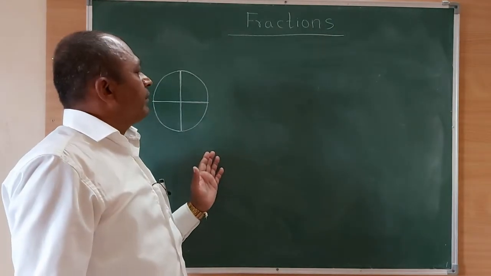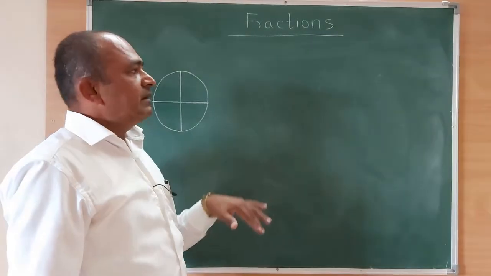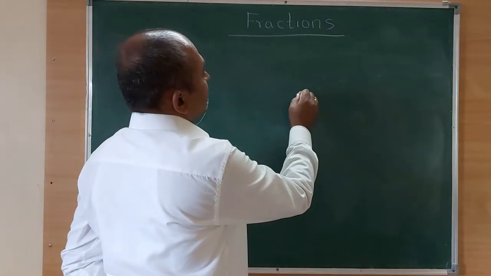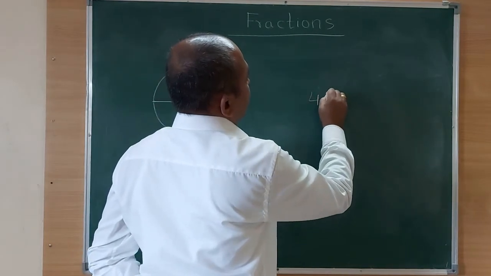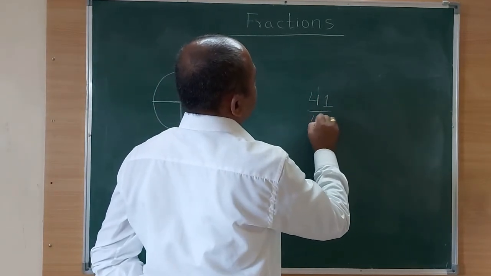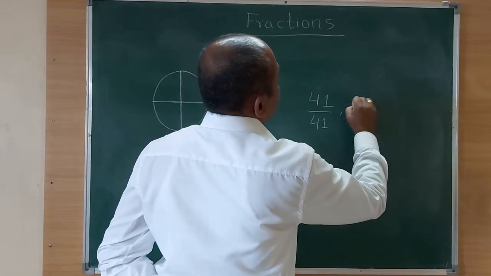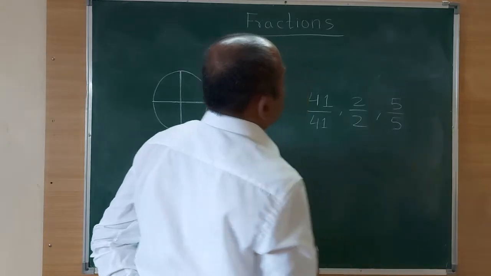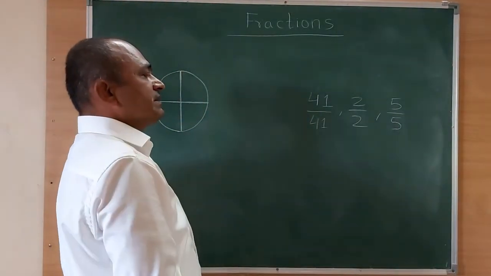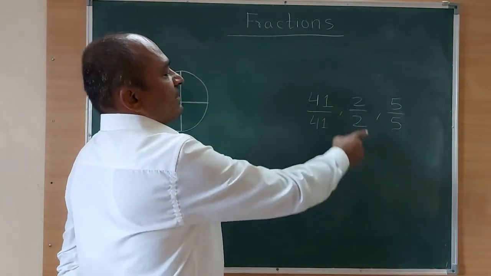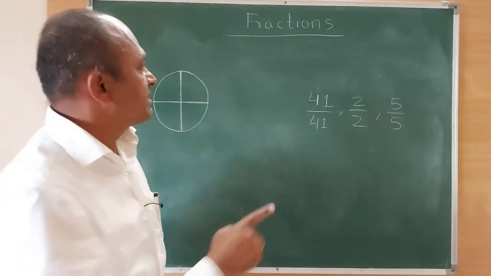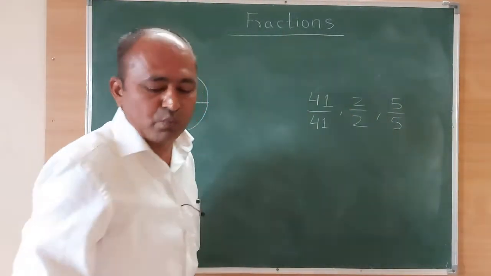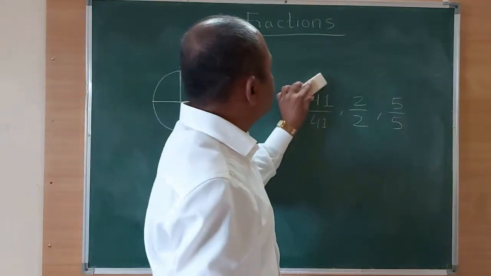When the numerator and the denominator of a fraction are the same, suppose 41 upon 41, 2 upon 2, 5 upon 5, the value of such fractions is always 1. Means 41 upon 41 is 1, 2 upon 2 is 1, 5 upon 5 is 1. I'll explain that to you with one figure.